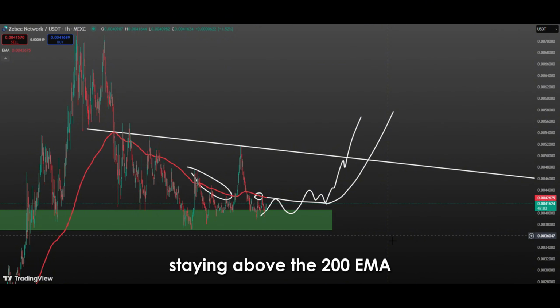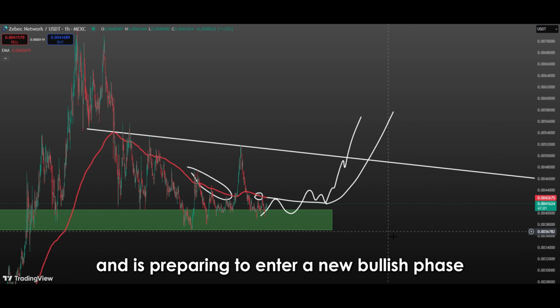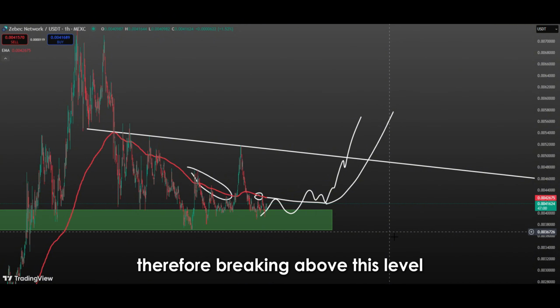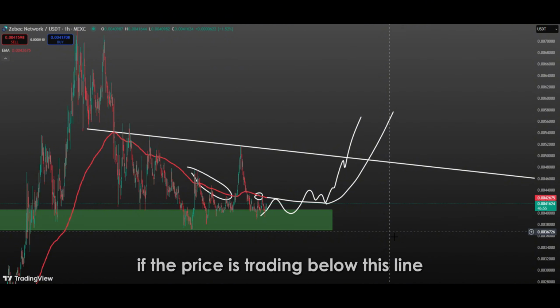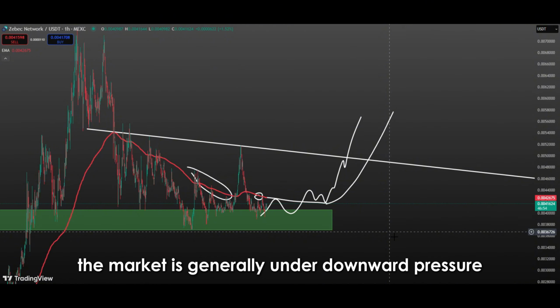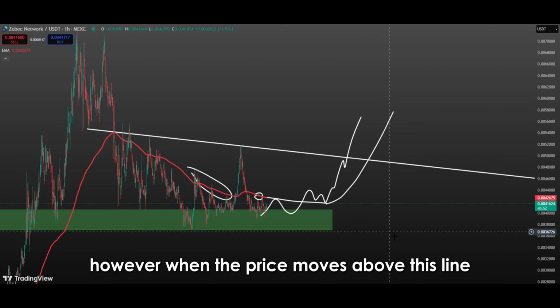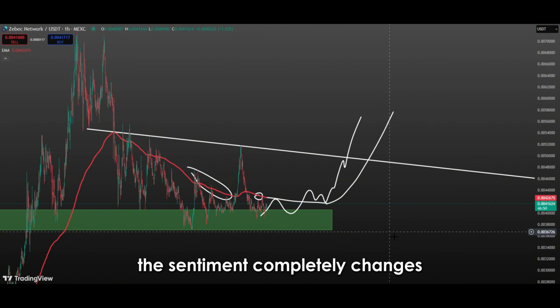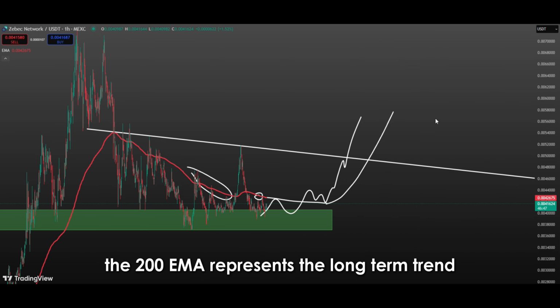Staying above the 200 EMA is a strong signal that the price is no longer in a downtrend and is preparing to enter a new bullish phase. Therefore, breaking above this level will open the door to strategic buy decisions for many investors. The 200 EMA is a highly reliable indicator for determining the overall market trend. If the price is trading below this line, the market is generally under downward pressure, and investors tend to be more cautious. However, when the price moves above this line, the sentiment completely changes. At that point, the market is considered to be under the control of buyers. The 200 EMA represents the long-term trend.